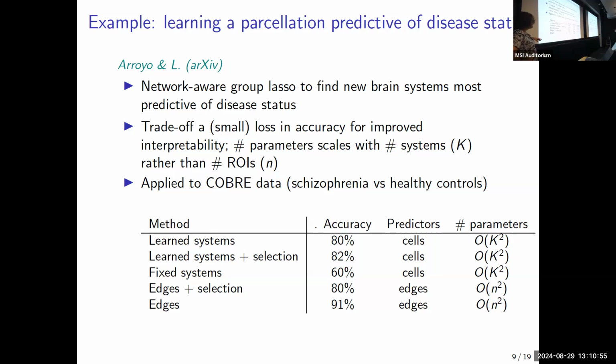You're not constraining. Fixed systems from a standard atlas, not so good for this problem, 60% accuracy. And then, if you do some selection on edges, doesn't really help. But if you learn the systems, you're still at the systems level, but you get not all the way to that accuracy, but 80%. So you improve a lot. So, okay, great. You've learned some systems, but what do they look like?